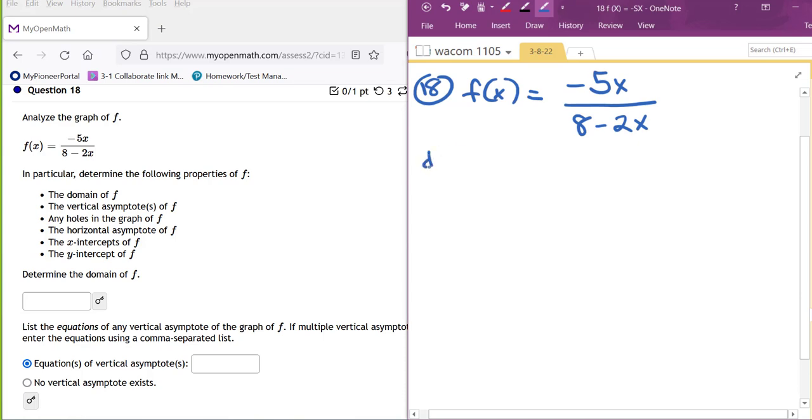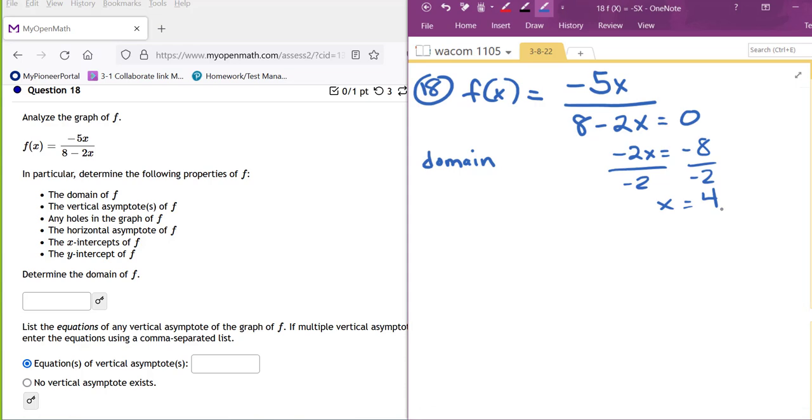And so for domain, we care about when is the denominator 0. So set this equal to 0 and solve. You could factor here. This is a linear equation though, so it's not really going to matter. Let's subtract the 8 and divide by negative 2. So we get x equals a positive 4. For domain, we're throwing that away. And they didn't say how we had to write it. So for domain, x cannot be 4.